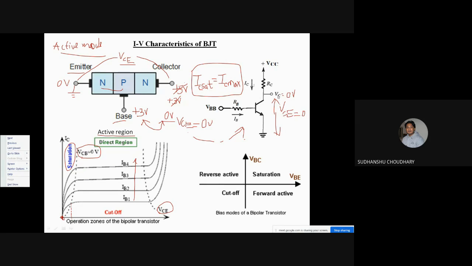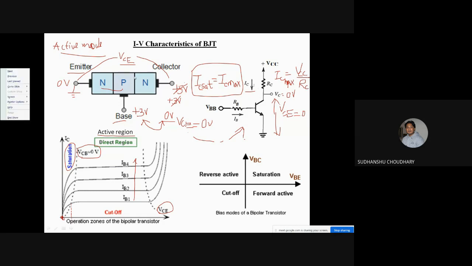VCE equal to 0 volts means that the collector current, this current IC, is maximum in this case. It is equal to VCC by RC, which is maximum when VCE is equal to 0. So I will write IC maximum. The collector current is maximum and the collector current is saturated.